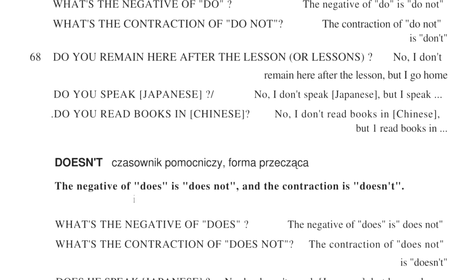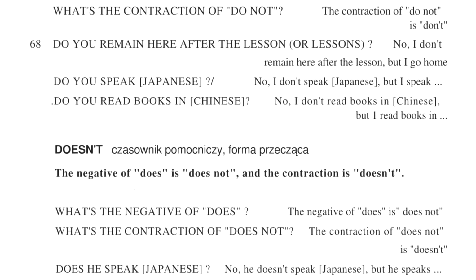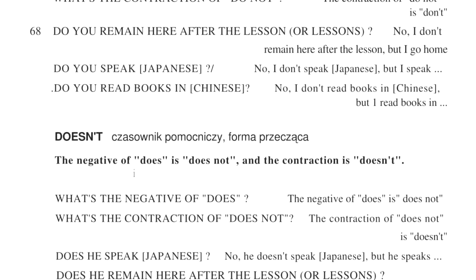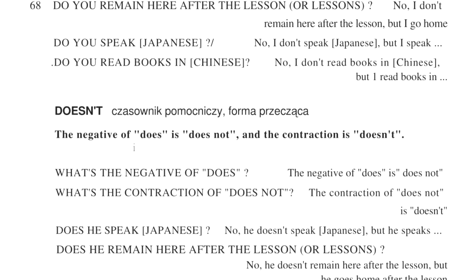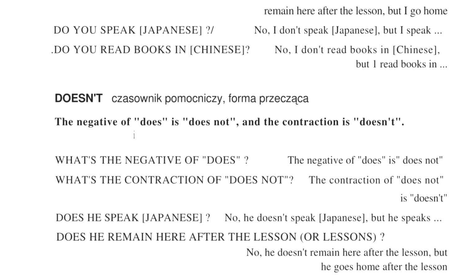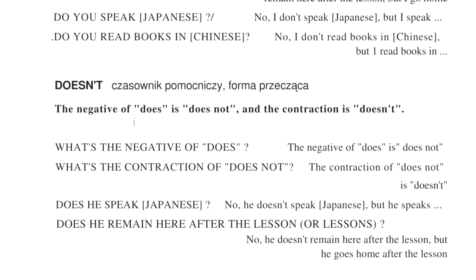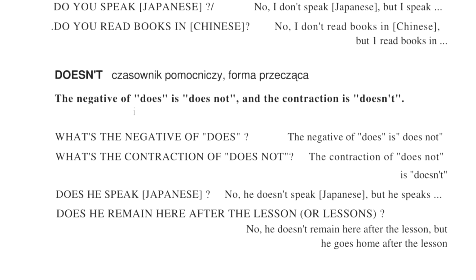Do you remain here after the lesson? No, I don't remain here after the lesson, but I go home. Do you speak Japanese? No, I don't speak Japanese, but I speak Italian. Do you read books in Chinese? No, I don't read books in Chinese, but I read books in Italian.